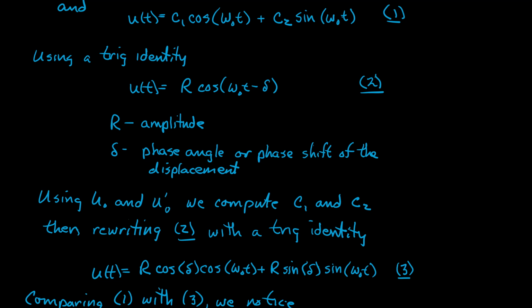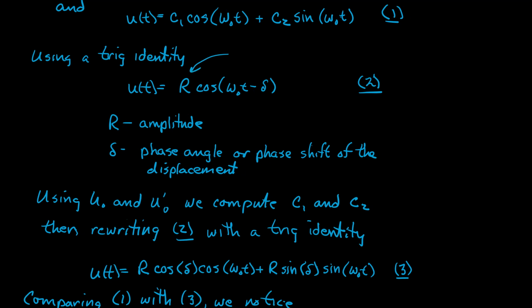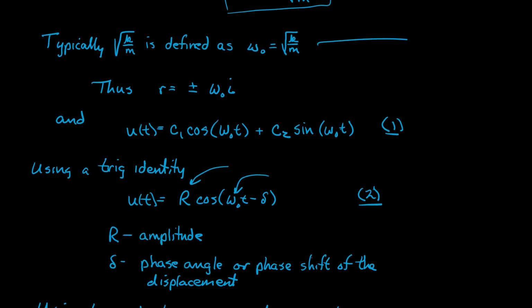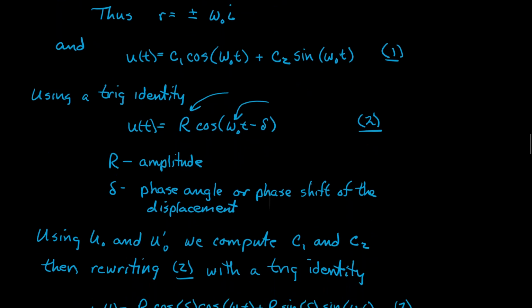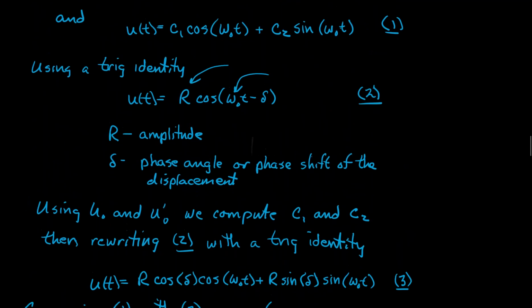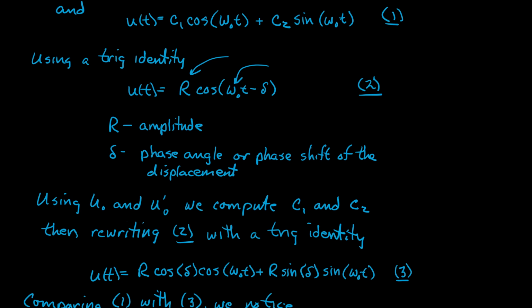R is important. R is the amplitude. The amplitude talks about the up and down distance from the natural resting point of the system. Okay, delta is the phase angle or the phase shift of the displacement. So what we're going to wind up with here is our amplitude times the cosine of omega 0. Remember that was just defined for us right up here. Right there it is. It's the square root of k over m, times t, minus delta. Okay, so let's take a look at what's going on here.